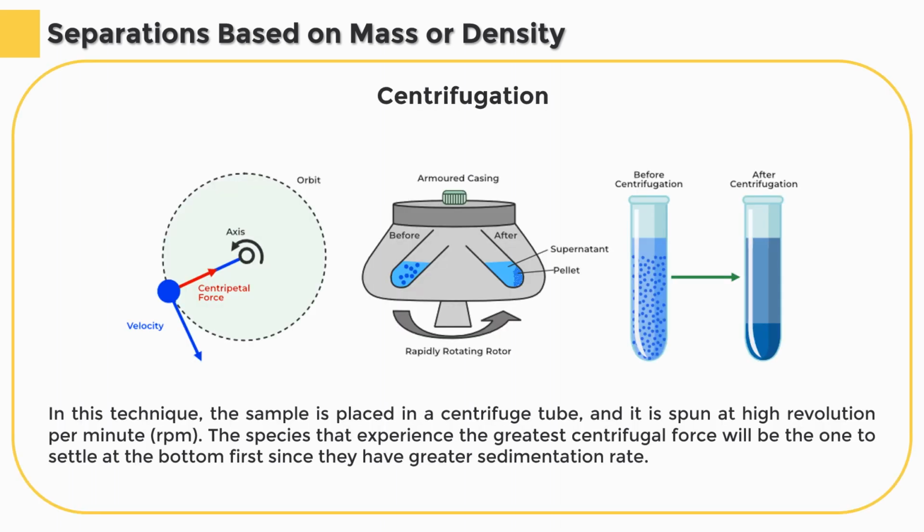The next one is separation based on mass or densities, and centrifugation is possible in this scenario. In this technique, the sample is placed in a centrifuge tube and it's spun at high speed. The species that experiences the greatest centrifugal force will be the one to settle at the bottom first, since they have a greater sedimentation rate. If the species have the same densities, the ones with greater mass have the higher sedimentation rate, while if the species have the same masses, the ones with greater densities have the higher sedimentation rate. One example of this is separating cellular components.